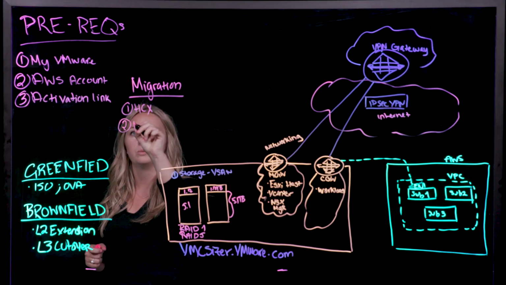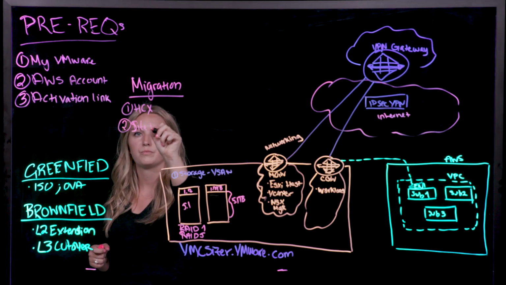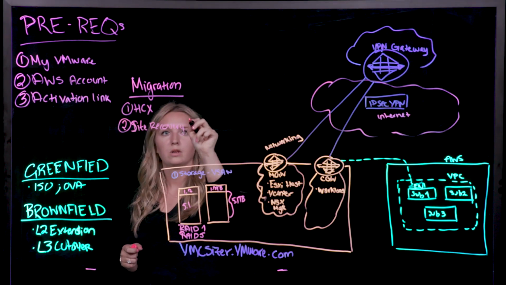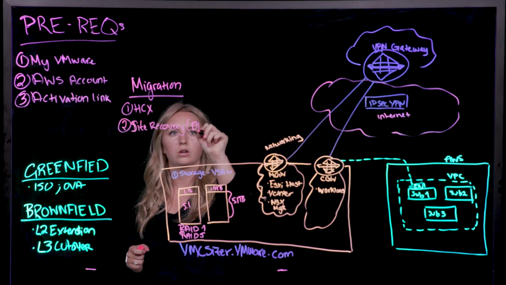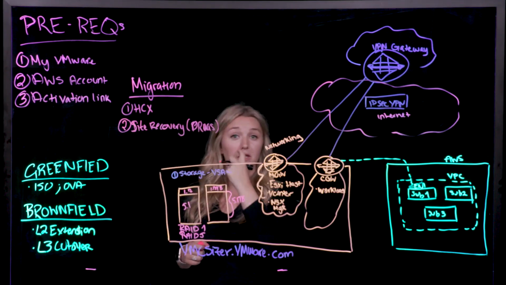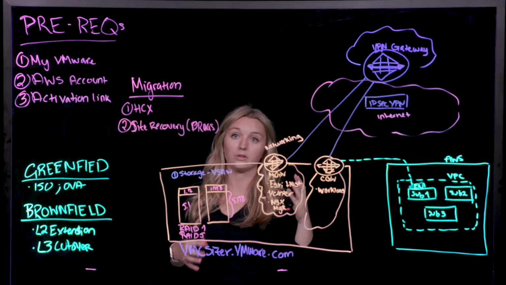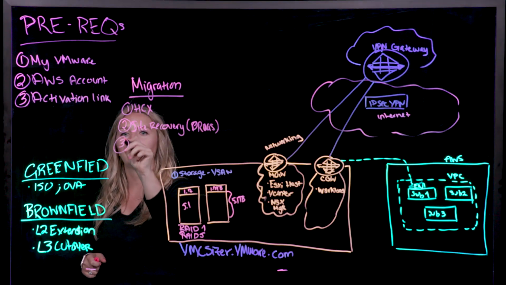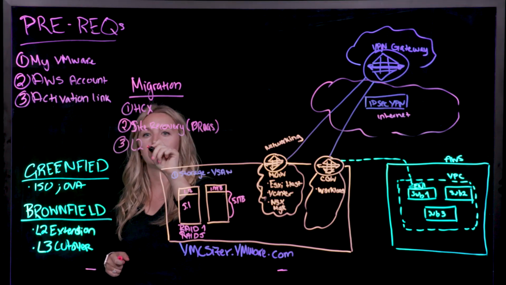Number 2 would be site recovery. This is actually what we call our DR as a service, or disaster recovery as a service, but it could also, in this case, be used for migration. And then number 3 is L2 or HLM.